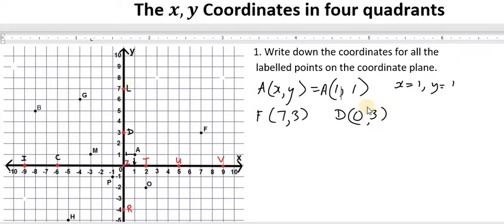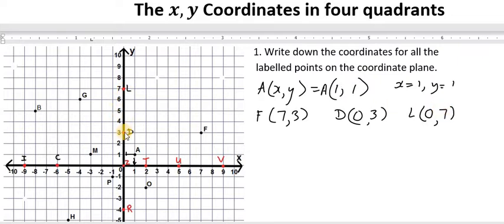Let's look at point L. Point L is above 0 as well. 0 is on the x-axis as well as the y-axis, but we're focusing on the x-axis. Point L, this red dot, is above 0 in reference to the x-axis. So the x location of L is 0 and the y coordinate is 7.